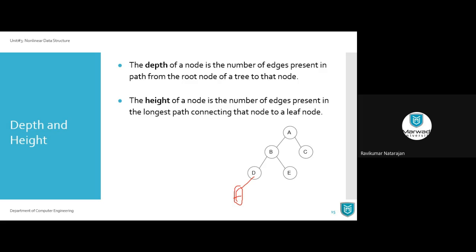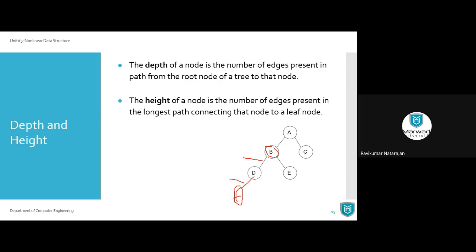Now I need to calculate the height of B. From this node, where is the leaf node? Longest path to the leaf node. That's what is given in the definition again. So here I have two edges. This is 1 and this is 2. So I would say 2.